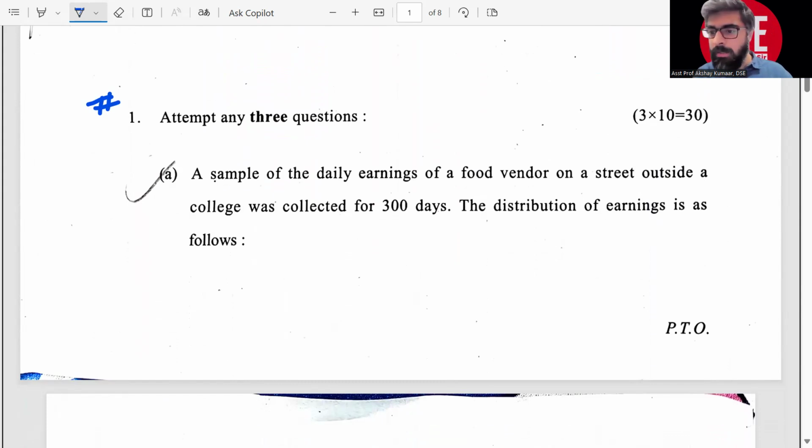Question number 1, we need to do any 3 questions. Every question is for 10 marks. So 3 times 10, question 1 total is for 30 marks. Any 3 questions have to be attempted. I will be doing all of them for discussion, but we need to do any 3 in the exam, and every question is for 10 marks. Okay, so let's quickly start from the discussion of question number 1 in this particular lecture.